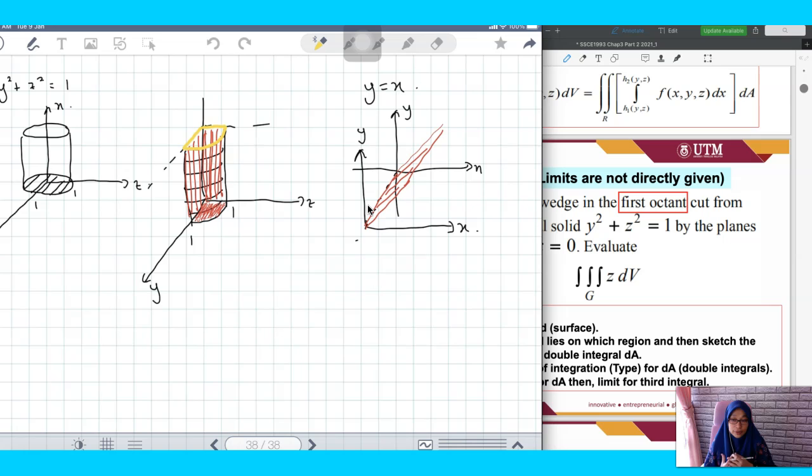In order for you to combine all the surfaces together on the same 3D system, you have to make sure you have a similar orientation.